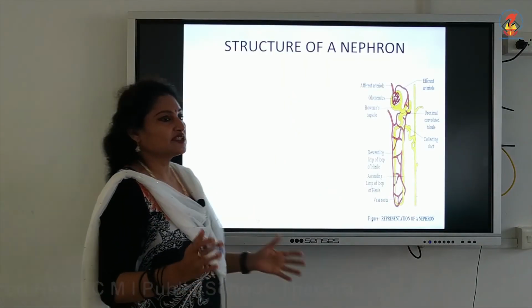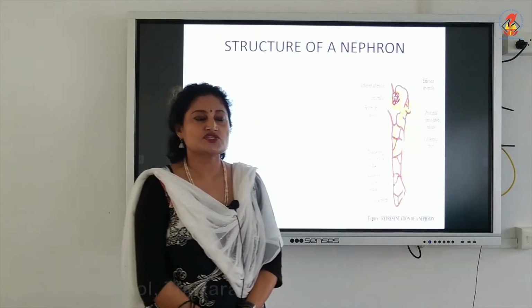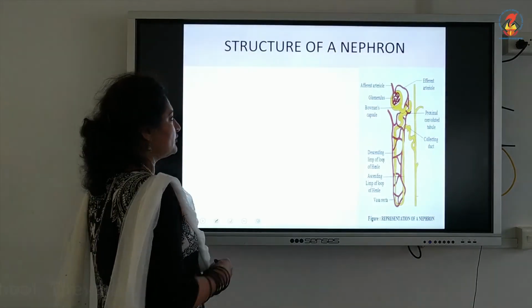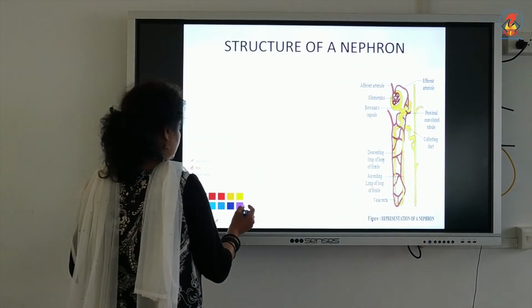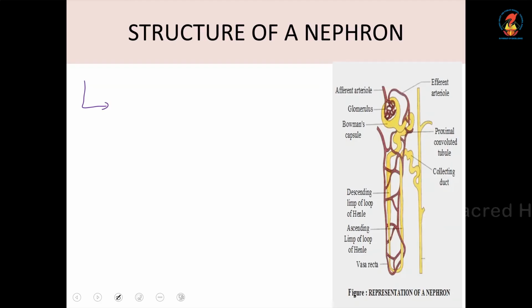Next, each kidney is comprised of many millions of structural units called nephron. In nephron also you have studied the structure in lower classes. Now let us deal with the structure in detail. The nephron basically comprises two parts. The two parts are the glomerulus and the renal tubule. Now I am going to draw the renal tubule.